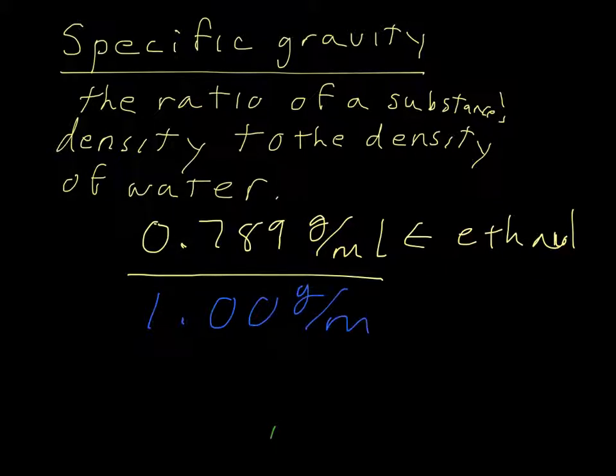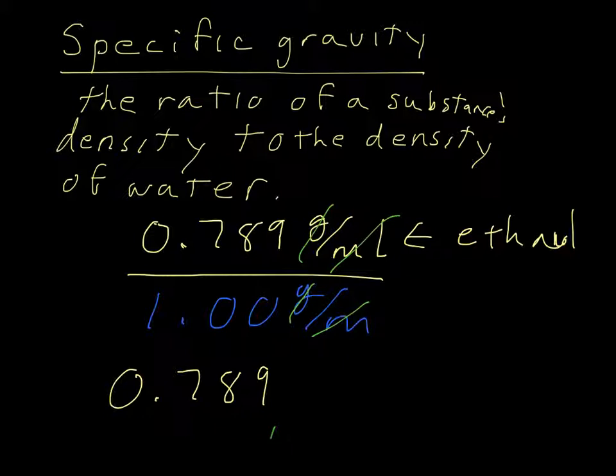Well, you divide any number by 1 and you get the number. Then look at what happens to our units. Grams cancel out, inverse milliliters cancel out. So the units on specific gravity are none. Specific gravity is unitless.